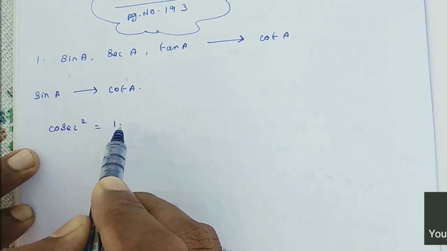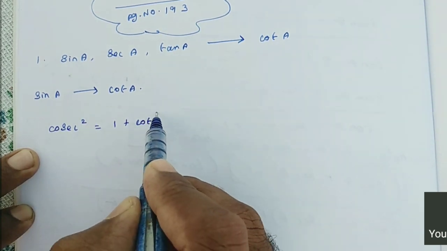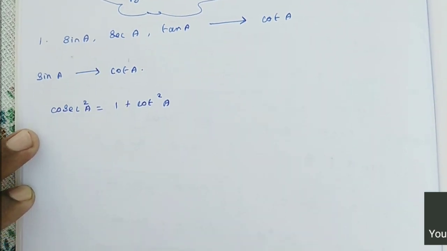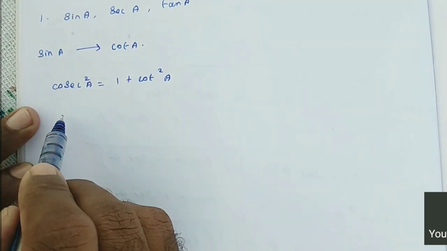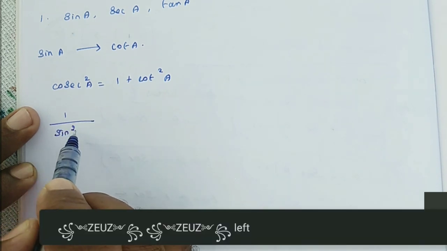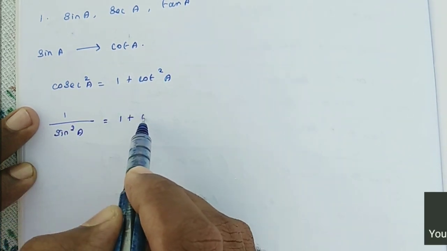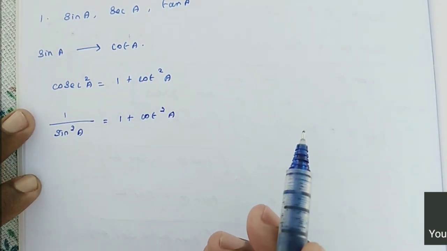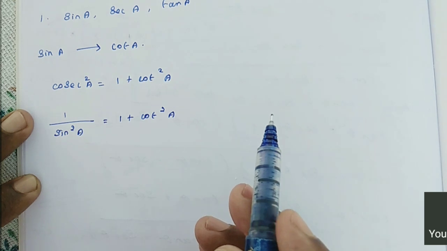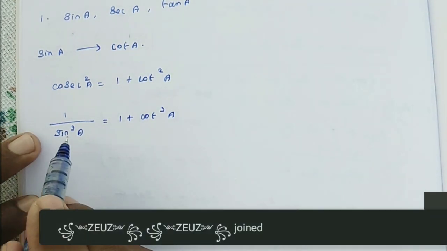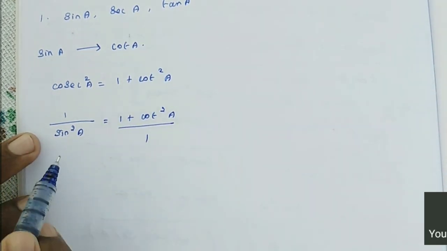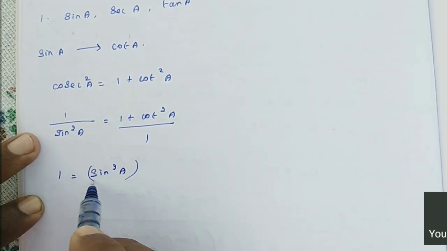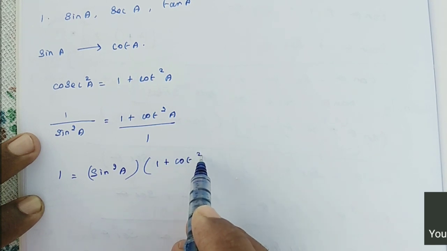Cosecant squared A equals 1 plus cot squared A. Clear? So cosecant squared A becomes 1 by sin squared A equal to 1 plus cot squared A. Clear? Next, now you can go with the cross multiplication. It is divided by 1, so 1 into 1 is 1. Now next, sin squared A into 1 plus cot squared A.